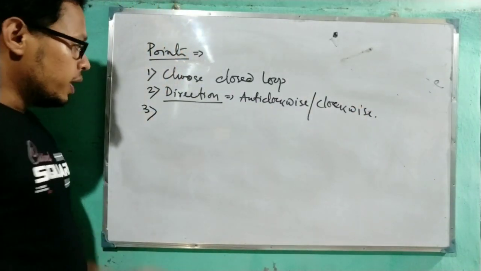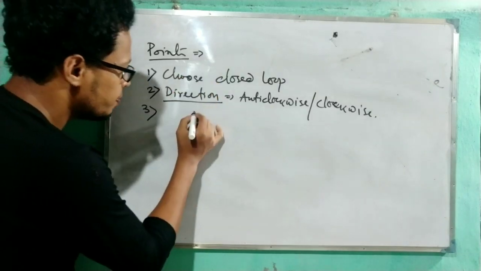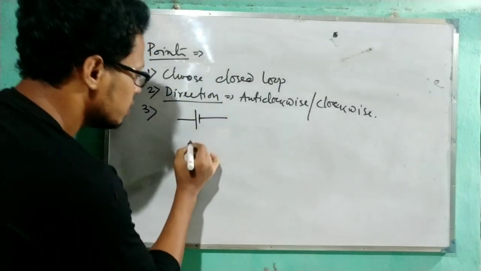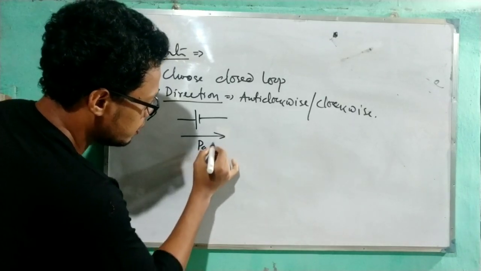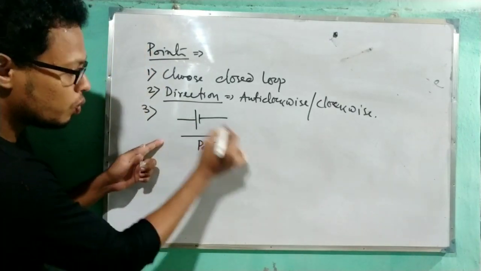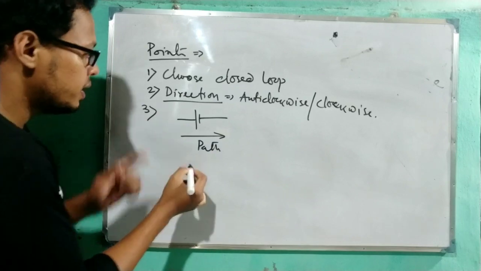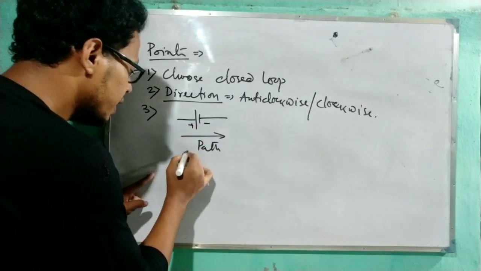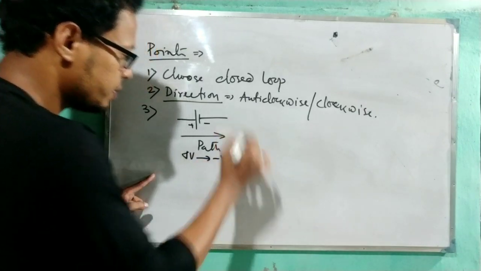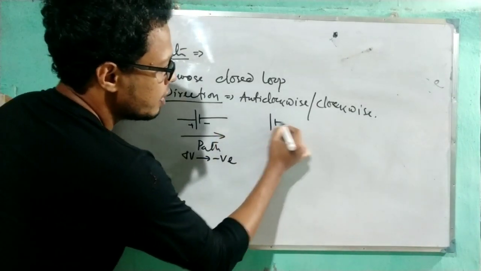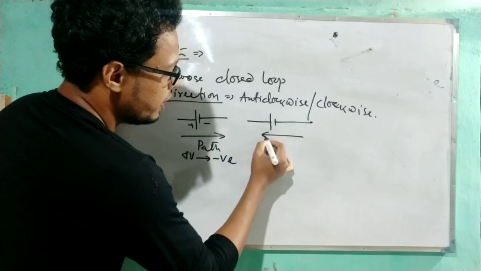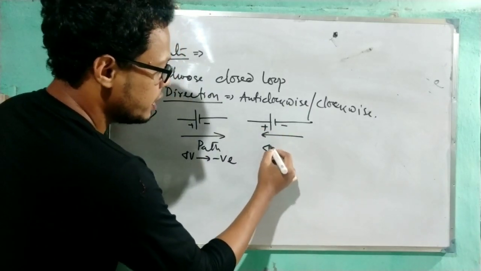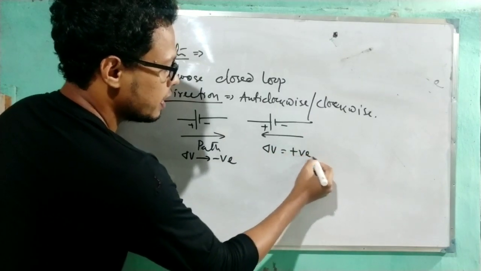Third, in case of a battery, suppose this is the path. If this is the clockwise path, then we are going from plus to minus. At that time, del V will be minus. If you take the path anti-clockwise, then going from minus to plus, del V will be plus.